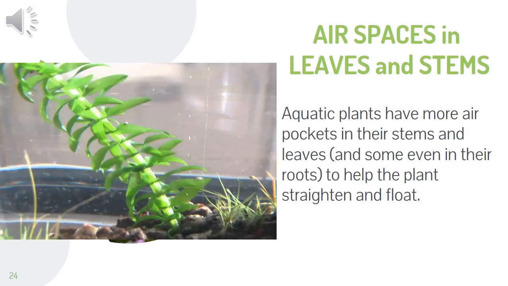So aquatic plants have more air pockets in their stems and leaves, and some even in their roots, that help the plant straighten and float in the water. If it was just regular grass that was in the water, it wouldn't stand up the way that we see a lot of aquatic plants doing. They may be rooted into the gravel or into the soil at the bottom, and then the plant itself is actually vertically standing up. That's because there are air pockets within that stem that allow it to stand up more in the water. So those air spaces are really important to help these plants that are aquatic plants.